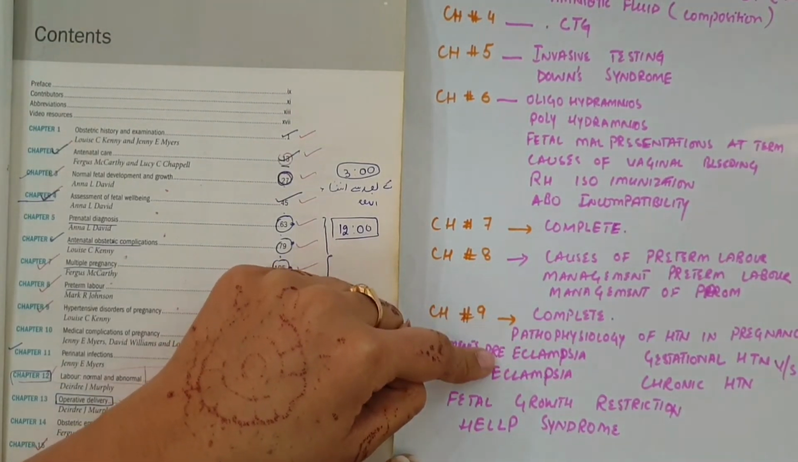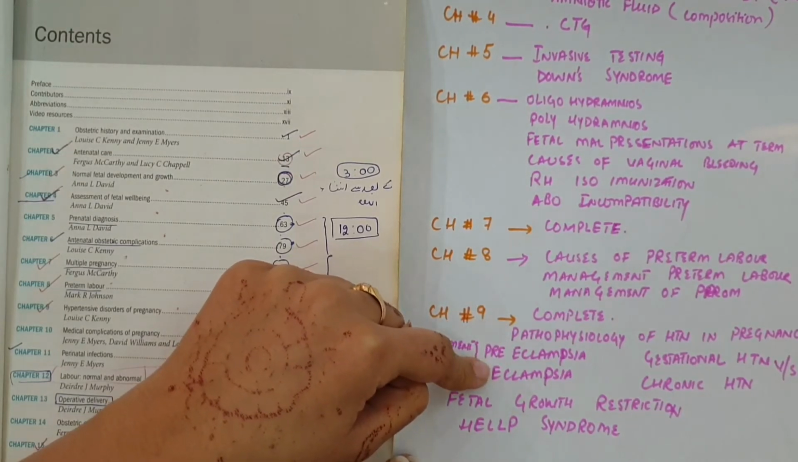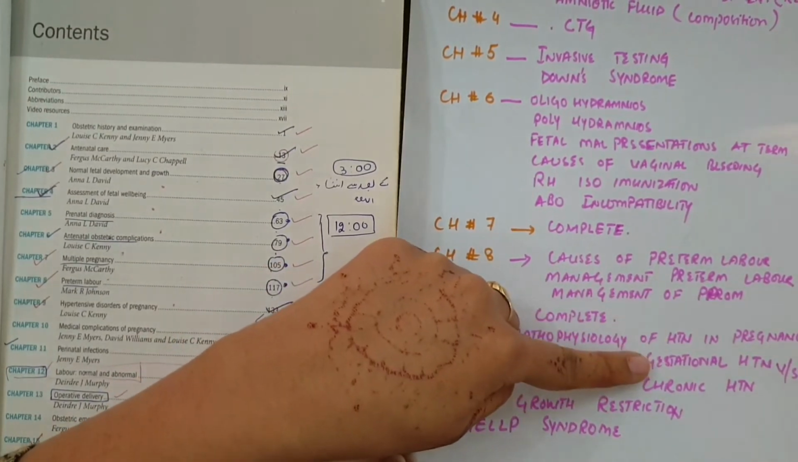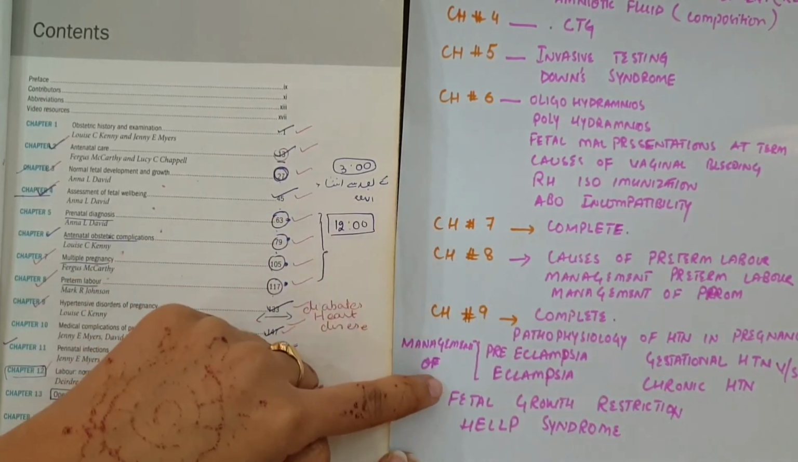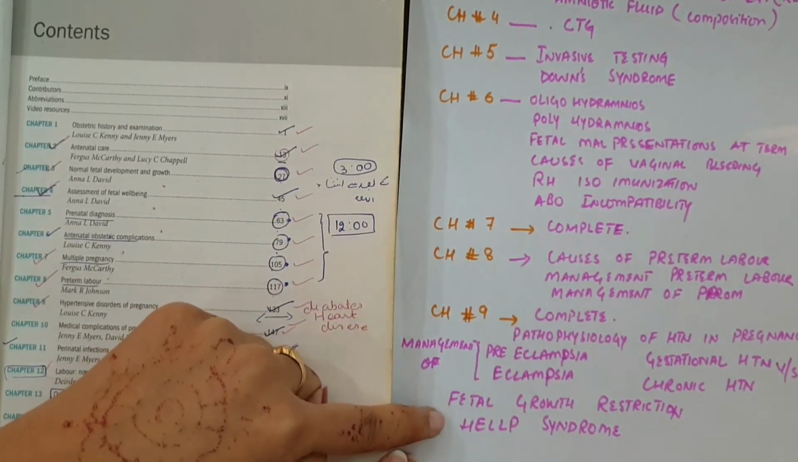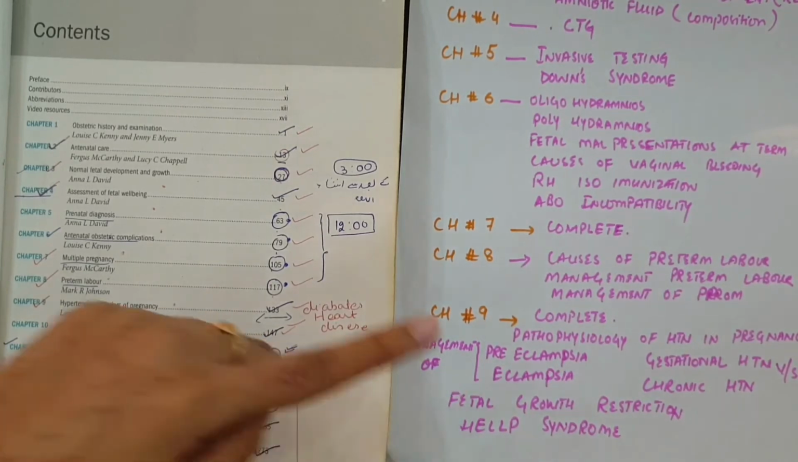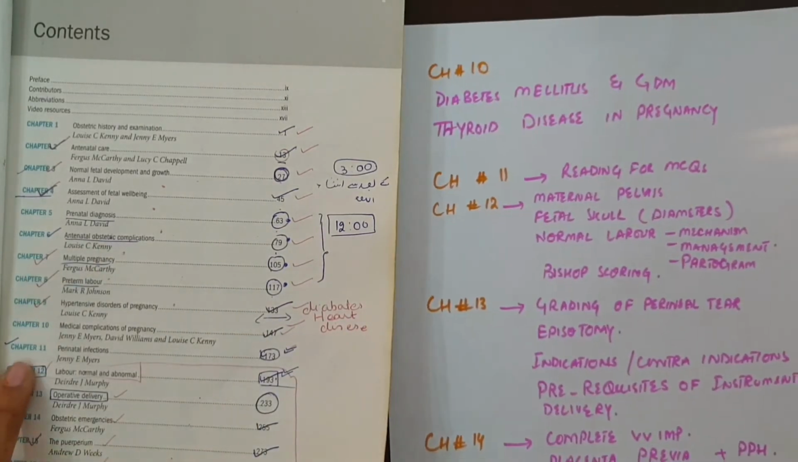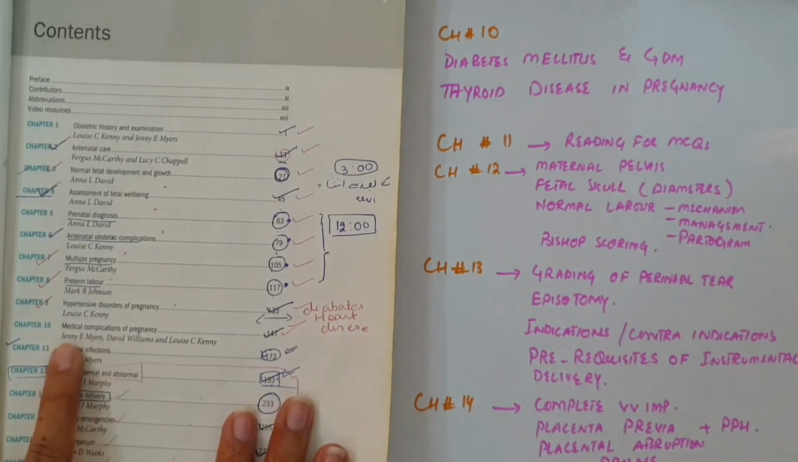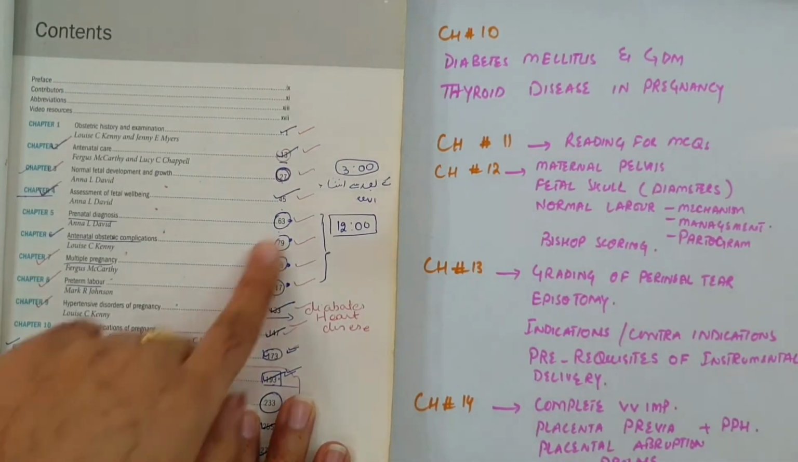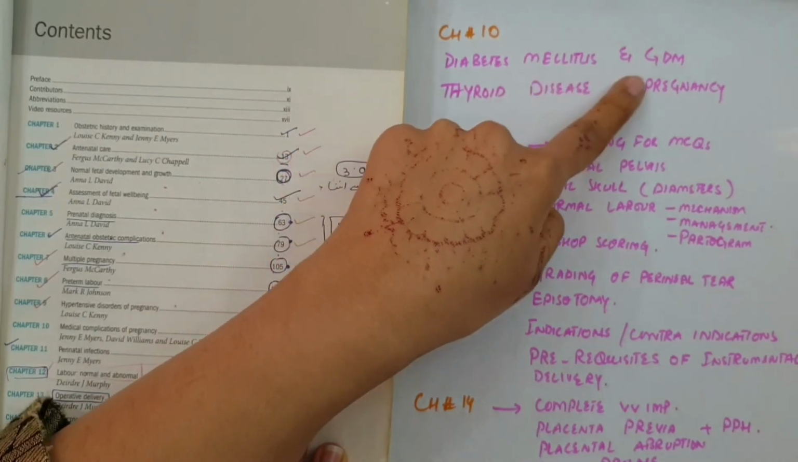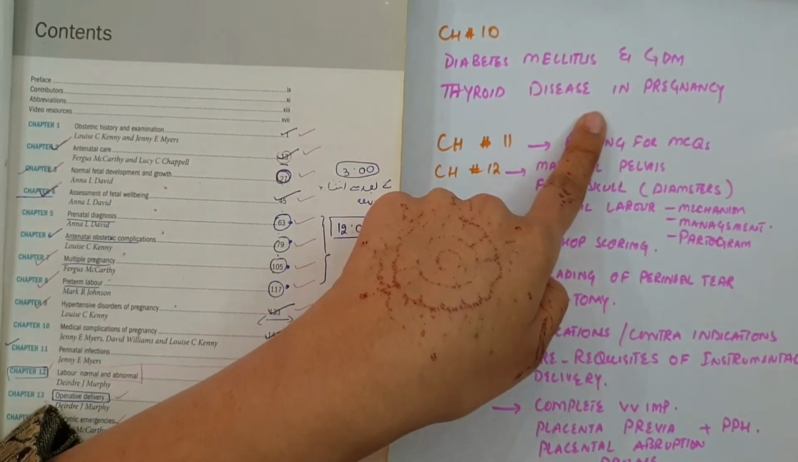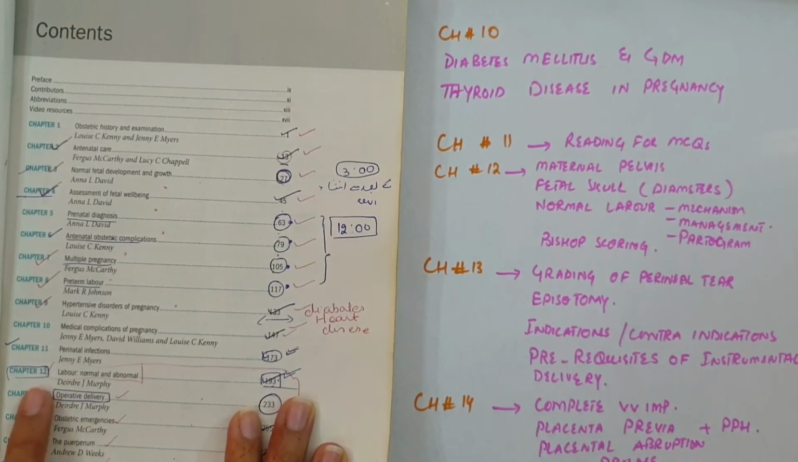Management of eclampsia and preeclampsia is also an important SEQ, and gestational hypertension versus chronic hypertension is an examiner favorite question in Viva OSPE. Fetal growth restriction is an important SEQ, and HELLP syndrome is an important SEQ. Then in chapter 10, which is about medical complications of pregnancy, you will only give a reading to diabetes mellitus and gestational diabetes mellitus and thyroid disease in pregnancy. Rest of the chapter is not that important.